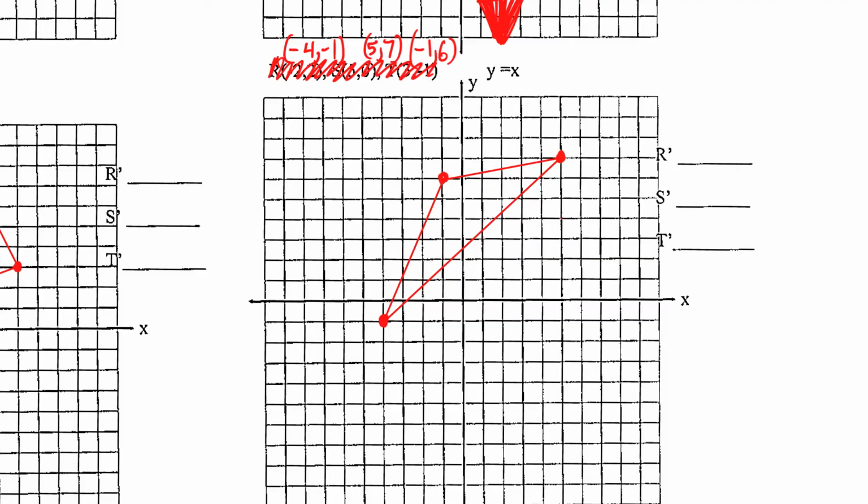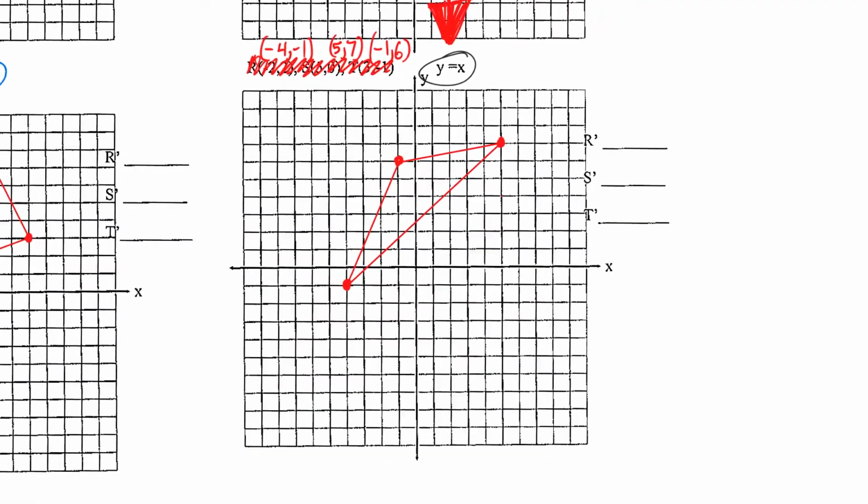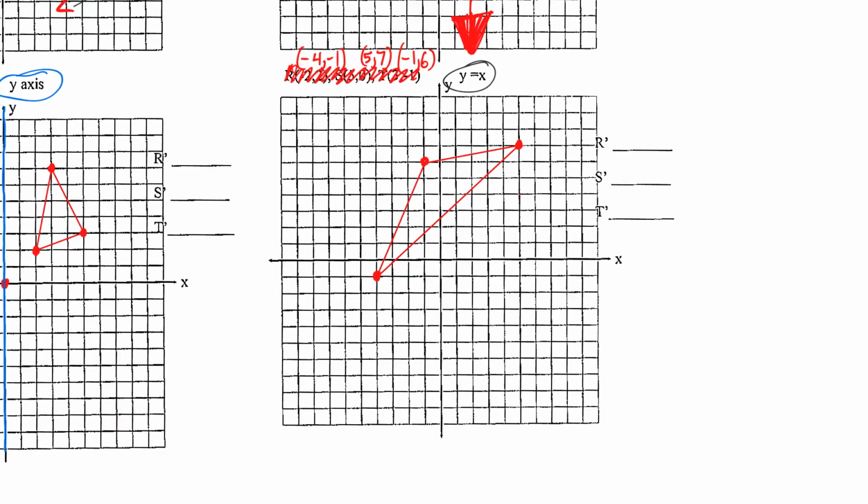Okay, now in this one, we're going to reflect over the line y equals x. So where's the line y equals x? Okay, so the line y equals x, I'm just going to do it like this. The line y equals x is like the diagonal line that goes through here like this. So draw that on your paper.